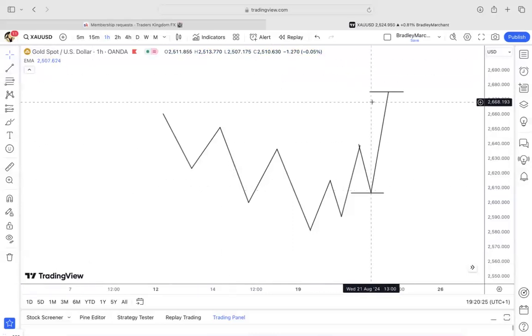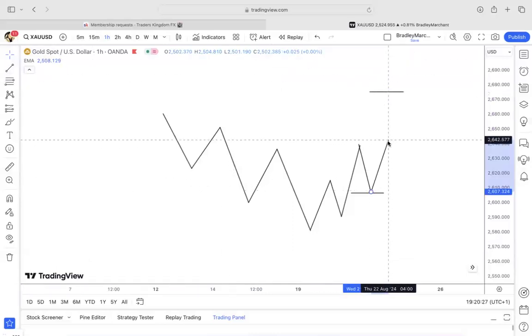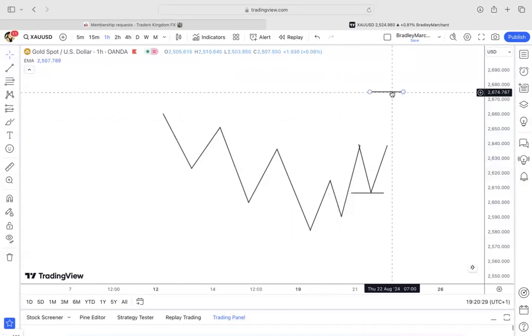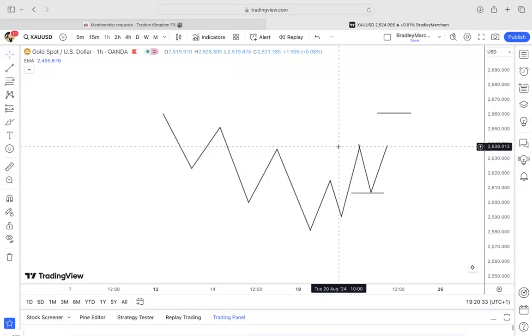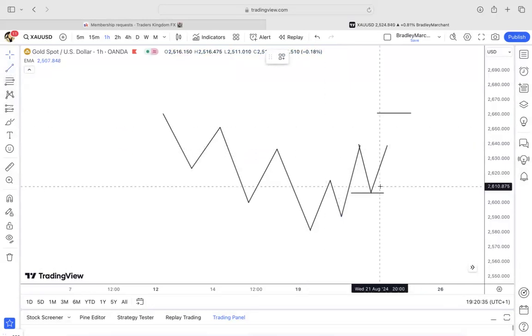So let's just use this as an example, okay? Let's say the market has broken this zone here. The market needs to create a new high.